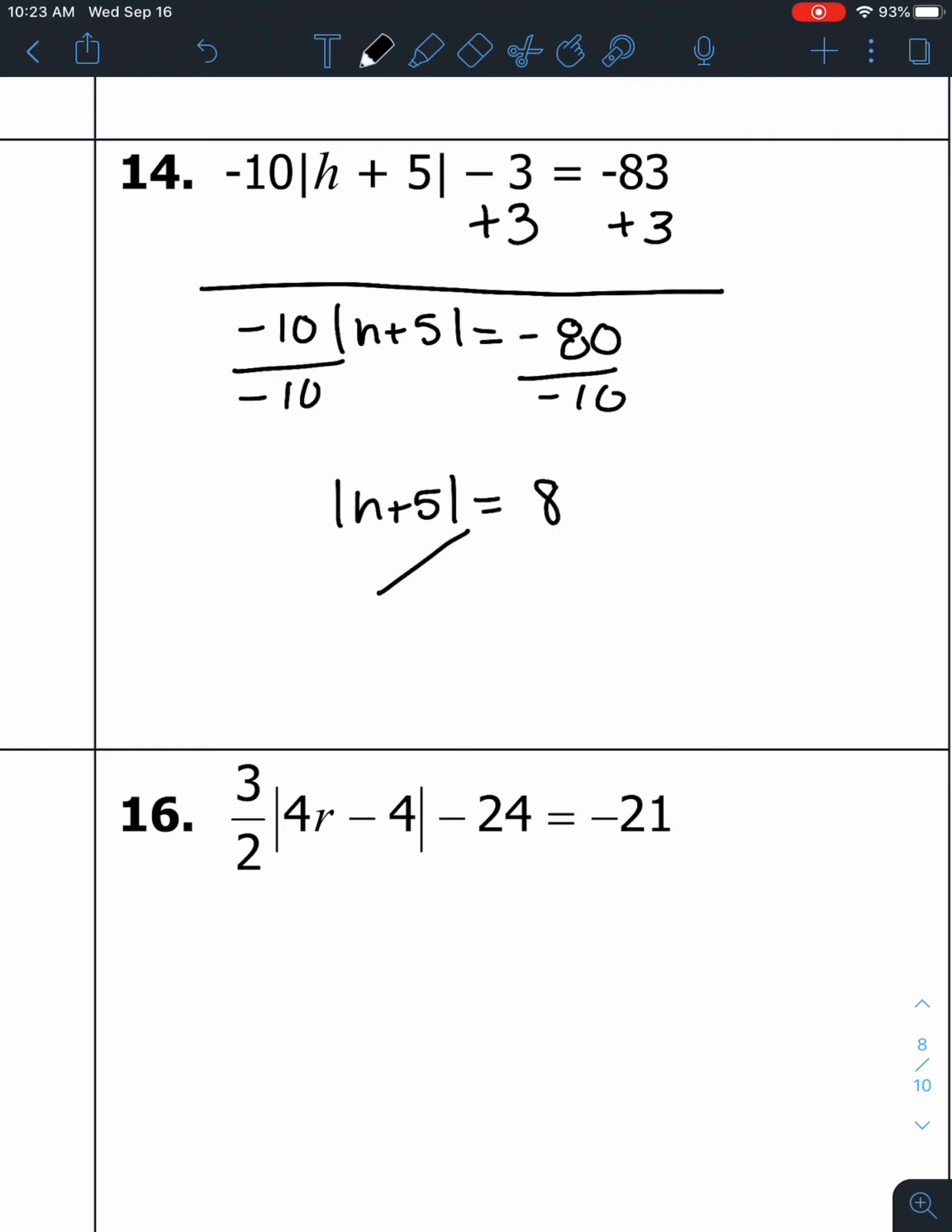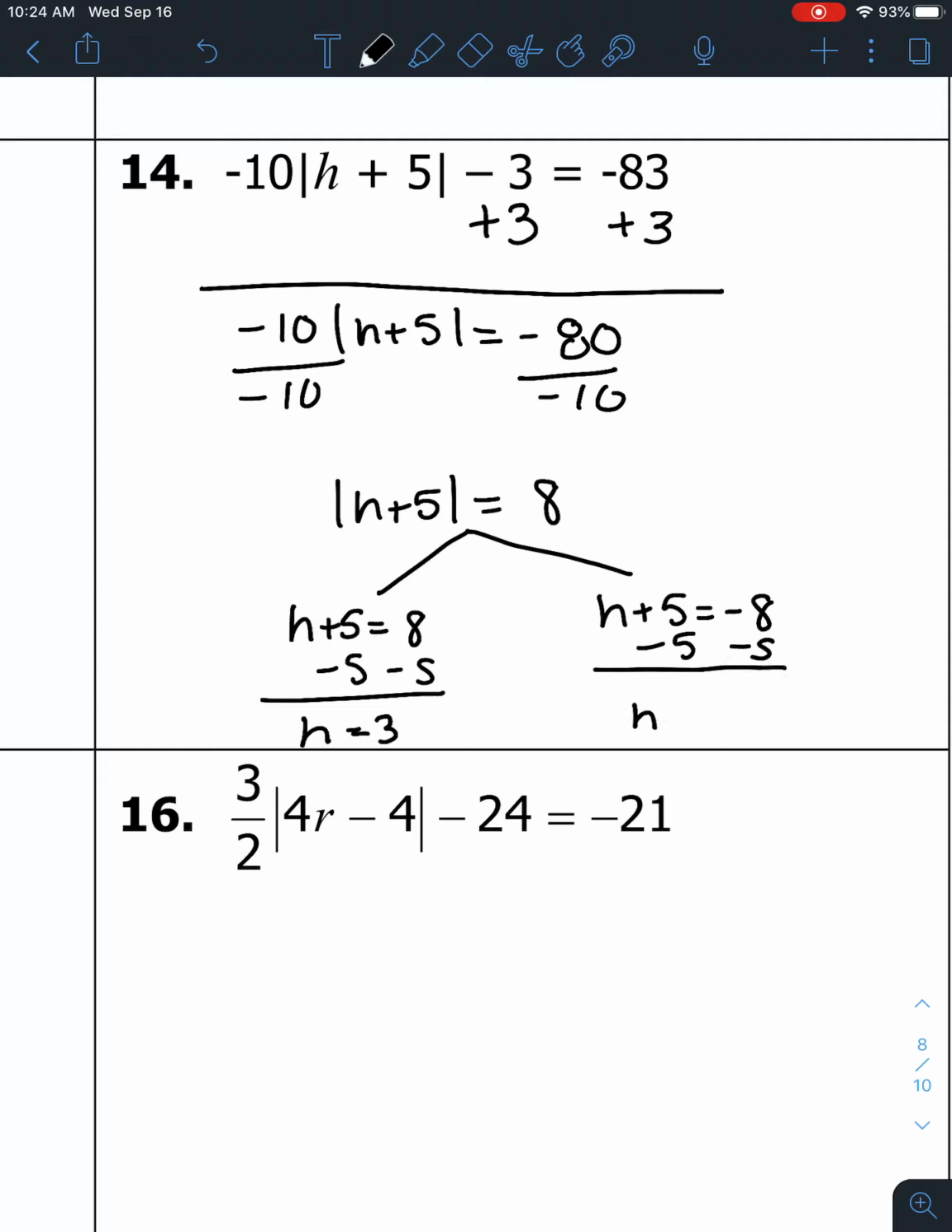Now here I can make my two equations. So I have h plus 5 equals positive 8, and h plus 5 equals negative 8. Going to minus 5 from both sides. That gives me h equals 3 minus 5, so h equals negative 13 for the other. My answer is a solution set: h equals, curly brackets, negative 13 and 3.